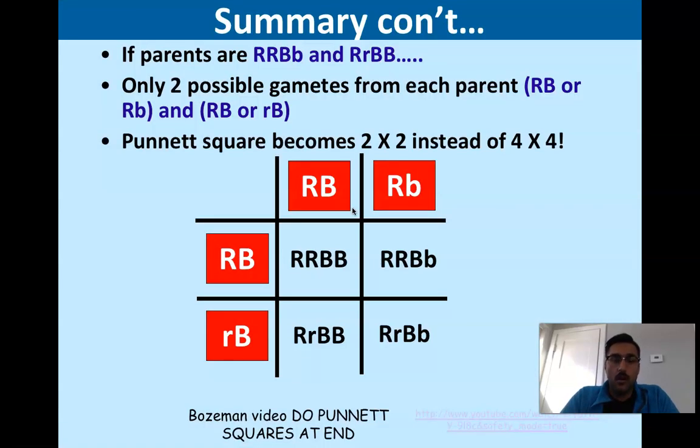Our last video ended with the summary of the dihybrid cross, and we talked about how if we had a heterozygous cross with a heterozygous, it would be a large 16 by 16 square. Anything smaller than that, and you can have a much smaller square.